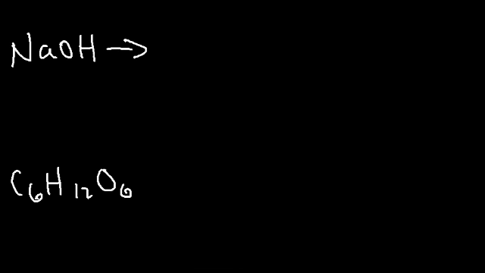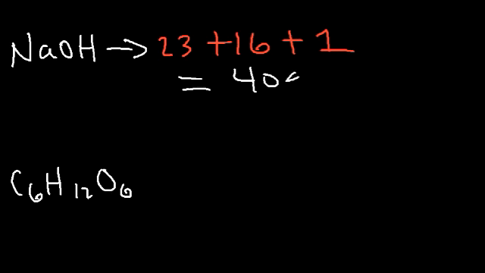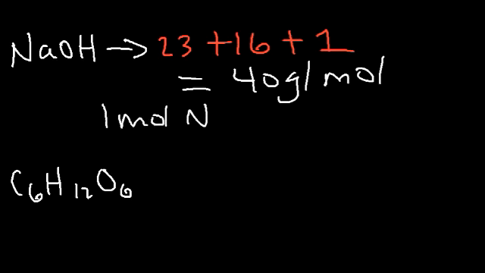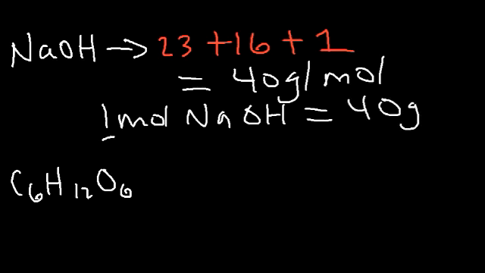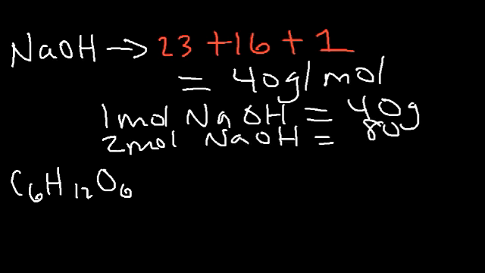Calculate the molar mass for sodium hydroxide and for glucose. So the atomic mass for Na is 23, for oxygen is 16, for hydrogen is 1. So sodium hydroxide has a molar mass of 40 grams per mole. So what this means is that 1 mole of sodium hydroxide has a mass of 40 grams. So 2 moles of sodium hydroxide will have a mass of 80 grams. So molar mass is simply the ratio between grams and moles.